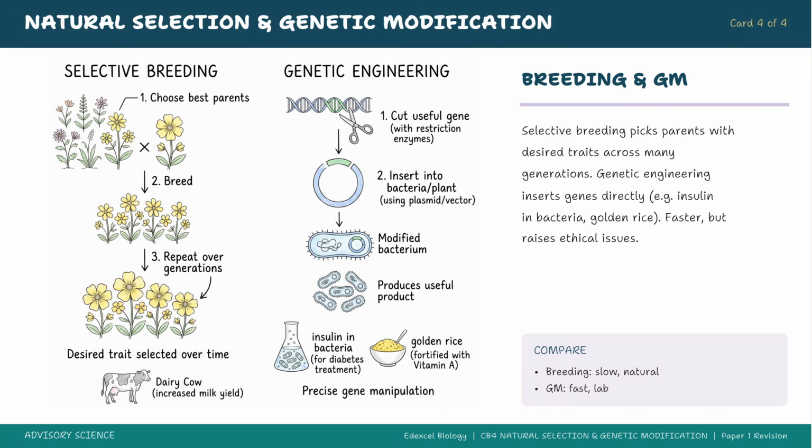Selective breeding and genetic engineering. There are 2 ways humans change the characteristics of plants and animals. Selective breeding is the traditional method. You choose the parents that show the characteristic that you want and you breed them together. Then you select the best of their offspring and you breed those. Over many generations, the desired characteristic becomes stronger and more consistent.